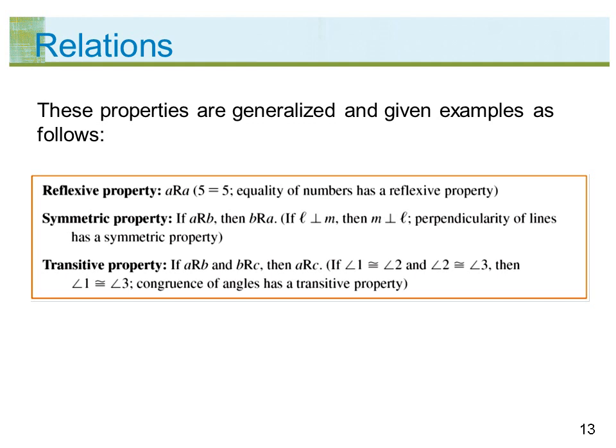Symmetric property. If A relation B, then B relation A. If line L is perpendicular to line M, then line M is perpendicular to line L. Perpendicularity of lines has a symmetric property. Transitive property. If A relation B and B relation C, then A relation C. If angle 1 is congruent to angle 2, and angle 2 is congruent to angle 3, then angle 1 is congruent to angle 3. Congruence of angles has a transitive property.